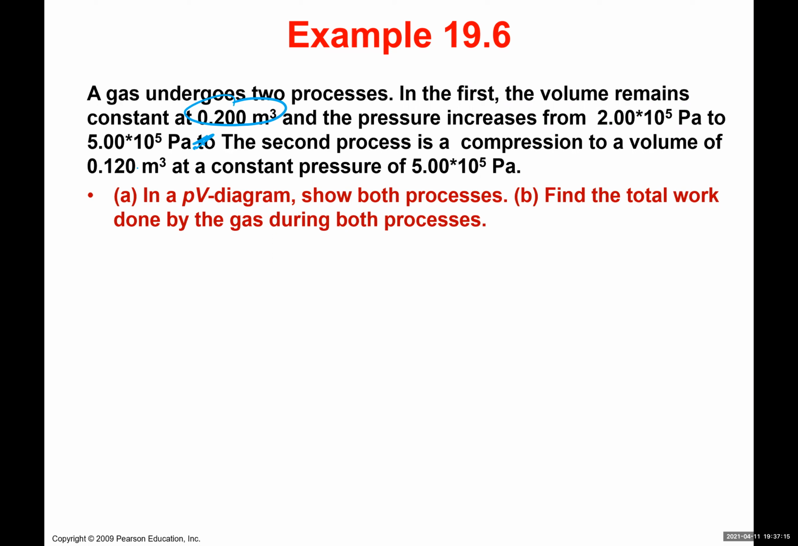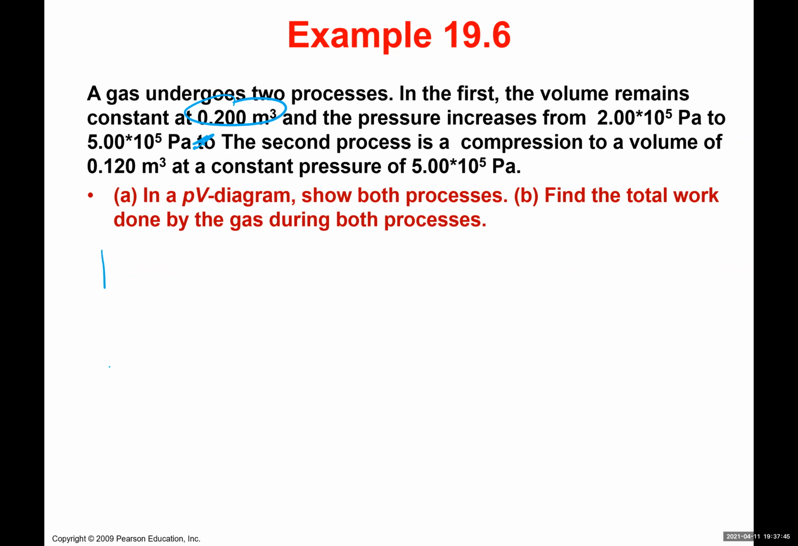That means in the first, we keep the volume constant. So it's a volumetric process, keeping volume constant and increasing pressure. And then in the second one, we keep the pressure constant and change the volume. Part A says in a PV diagram, show both processes. All right, so let's look at that.